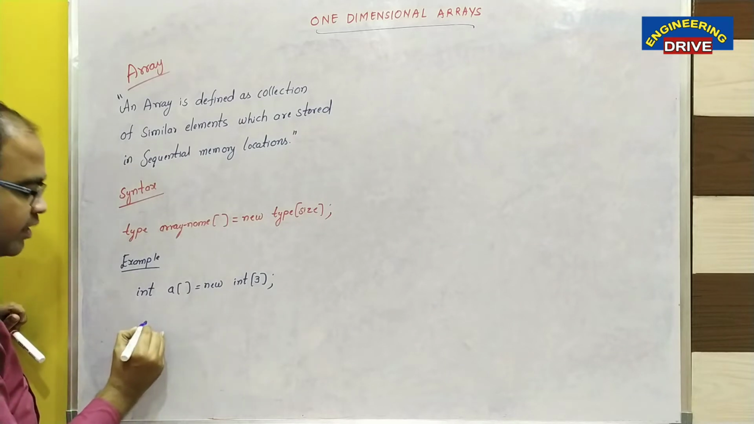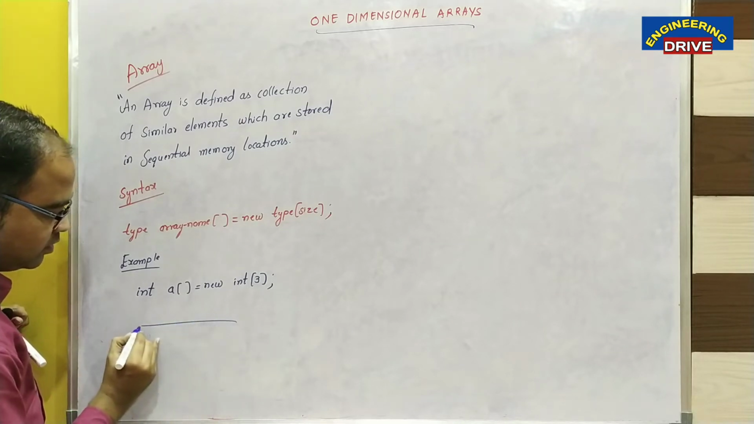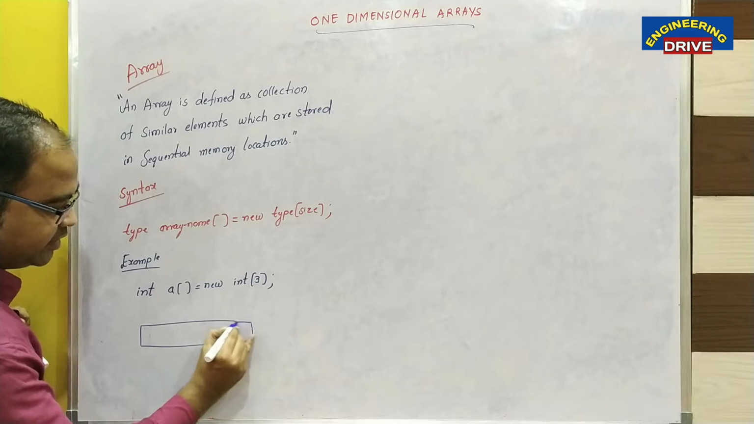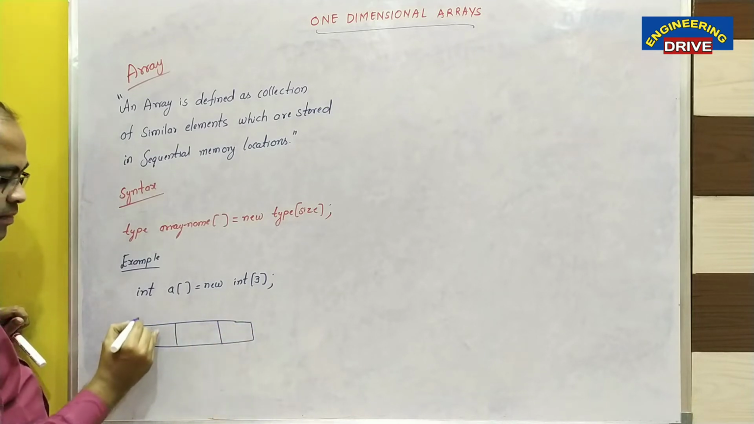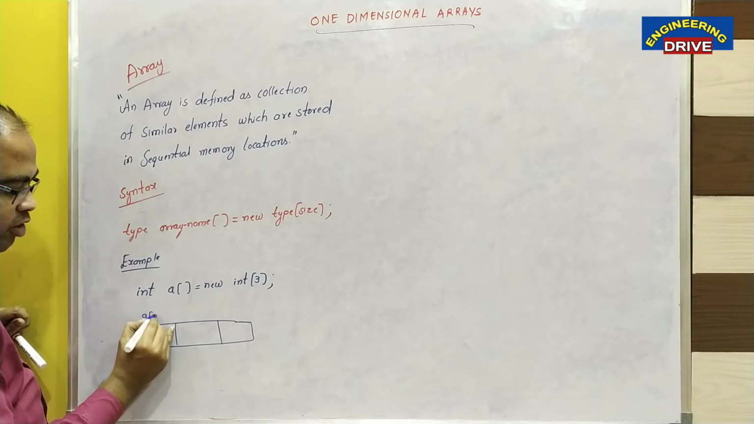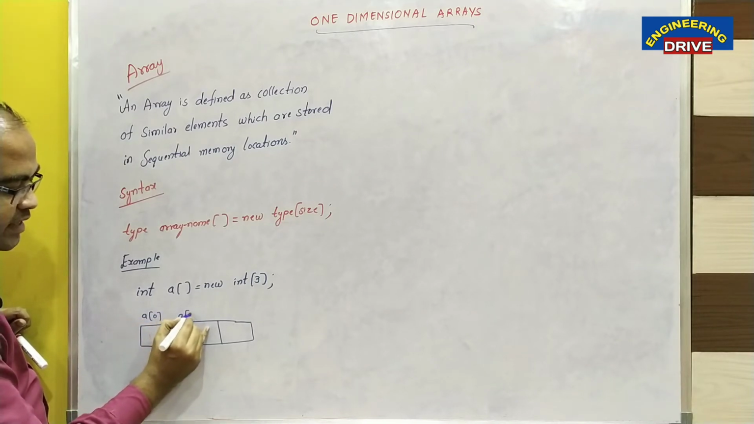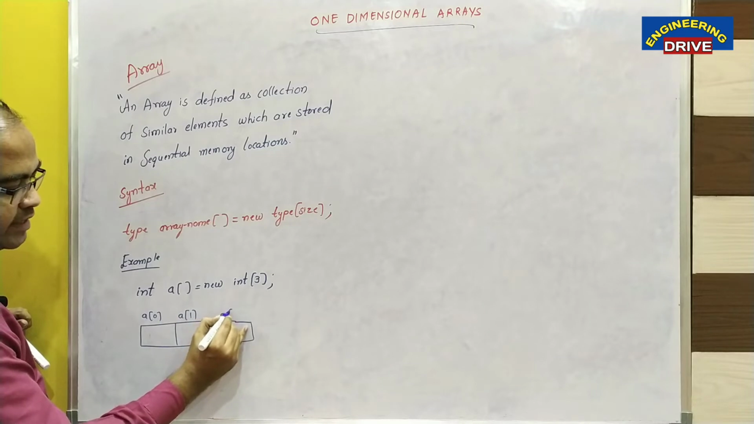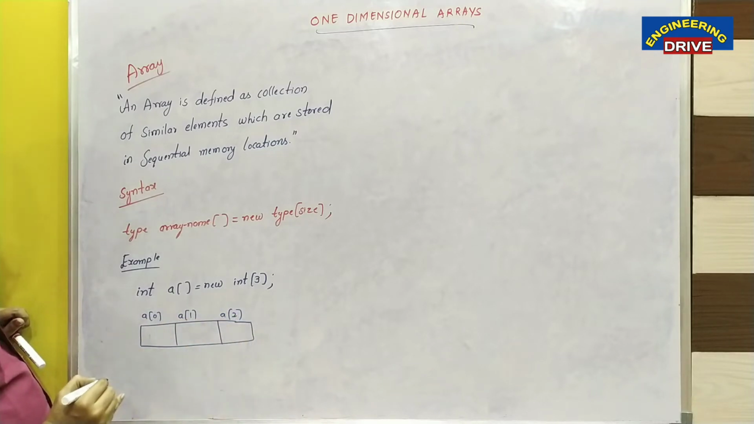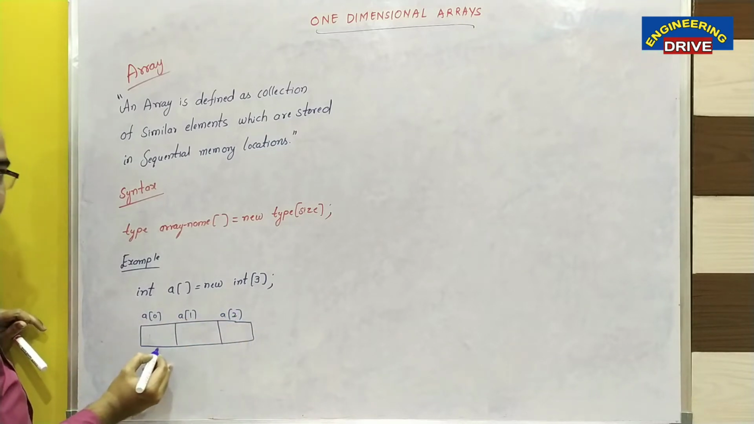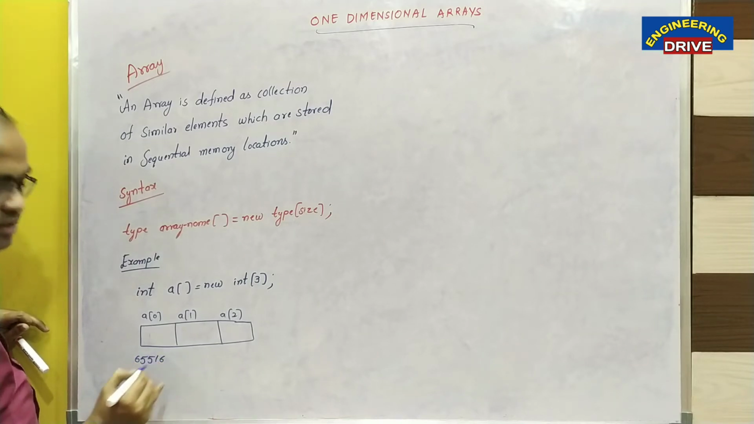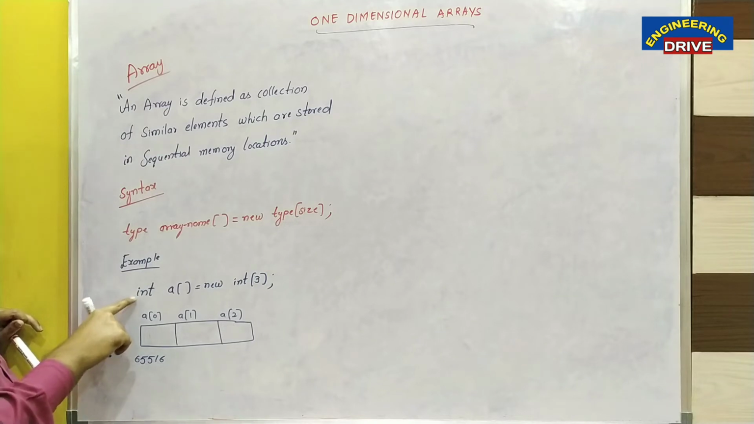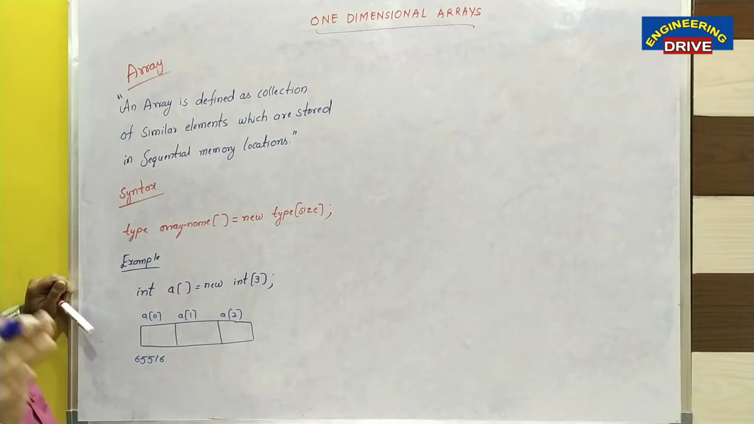How is the memory allocated to the array? In our computer, 3 boxes or 3 cells will be created. This is 1, this is 2, and this is 3. The name of the first cell is a[0]. The name of the second cell is a[1]. The name of the third cell is a[2]. And for each cell an address will be allocated. For example, the first one 65516. And what is the size of an int variable in Java? The size of an int variable in Java is 4 bytes.